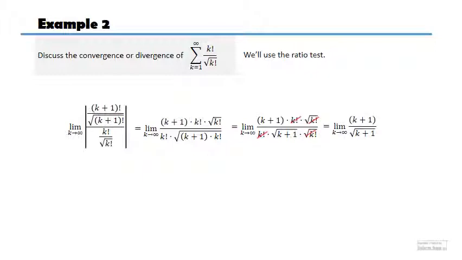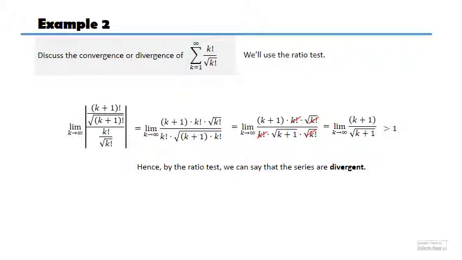When I cancel these things out, I'm going to end up with this limit here. And this limit is going to be bigger than 1, because the power in the numerator is higher than the power in the denominator, right? So quite simply, this series is divergent. And that's it. That concludes our examples.